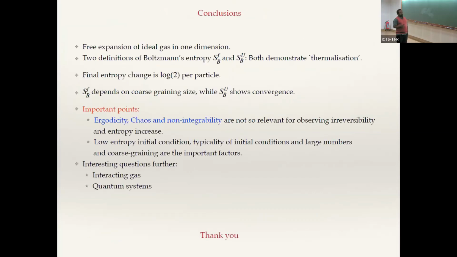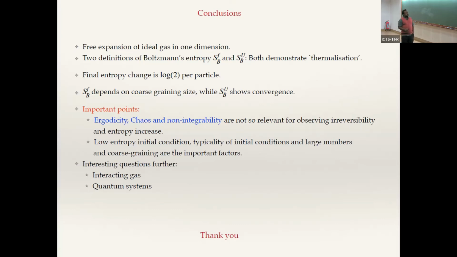So in conclusion, we have studied free expansion of an ideal gas in one dimension to demonstrate Boltzmann's idea of entropy and irreversibility through two choices of macrostates, F and U, and both demonstrate some kind of thermalization, and in each case the final change in entropy is log 2 per particle. However, the growth depends on the coarse graining and on the choices of the macroscopic variable.